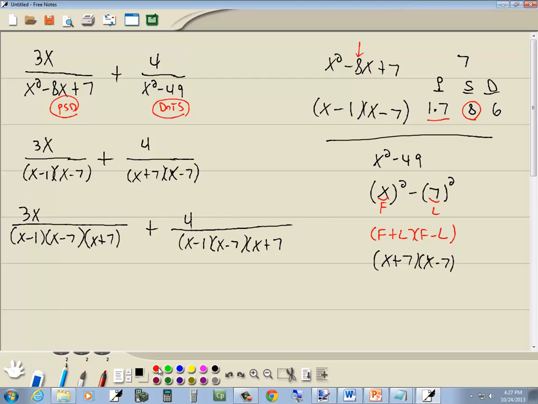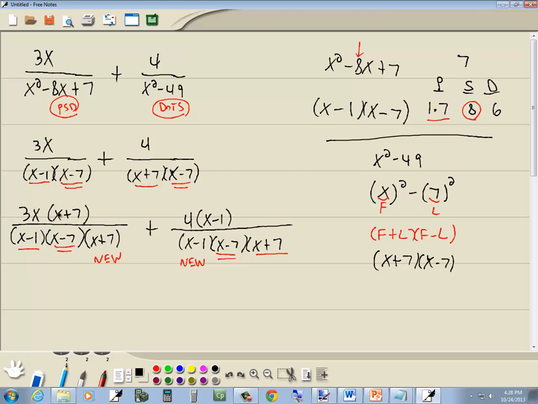Okay, let's analyze this. We had an x minus 1, and x minus 1 is still there. We have an x minus 7, and that x minus 7 is still there. The new item in our first fraction is the x plus 7, so we had to put it up on top also. Again, you're looking for the new item downstairs, and whatever's new, you also have to put up on top. The mathematical rule behind that is whatever you multiply by on the bottom, you have to multiply by on the top. In our second fraction, the x plus 7 is still there, the x minus 7 is still there. The new item downstairs is the x minus 1, so we have to put that up on top too.